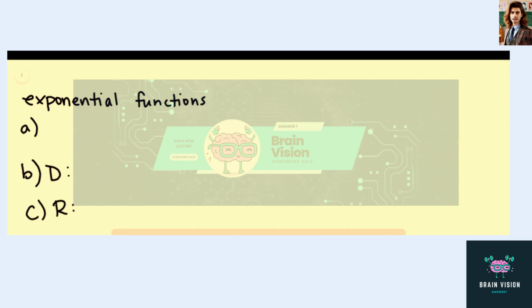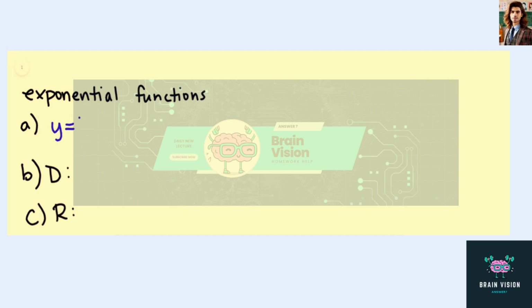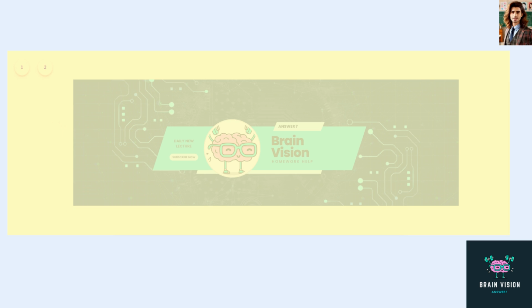All right, this problem is all about the exponential function and the basic information we need to know, starting with its equation. So we have something of the form y equals b to the x, where b is greater than 0. Now let's talk about the domain and range. So let's take an example. Suppose we have y equals 2 to the x.